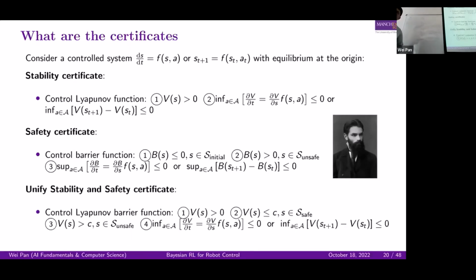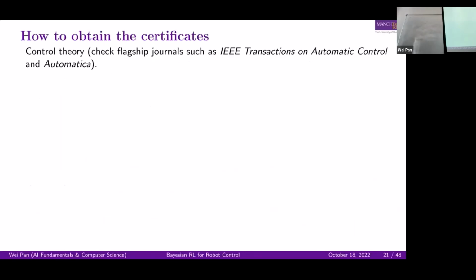You can also unify the stability and the safety certificate by constructing a control Lyapunov barrier function, which is as follows. So it's very similar to the previous two. So the derivative of this control Lyapunov barrier function over time is non-positive, and the difference over time is non-positive. So how to obtain the certificate? As I said in the previous slide, you have to construct. Construct means that you have to use your intelligence to laboriously design a function. So that's why we call it construction. There's no automatic way. So it is a long story and long-lasting research in control theory.